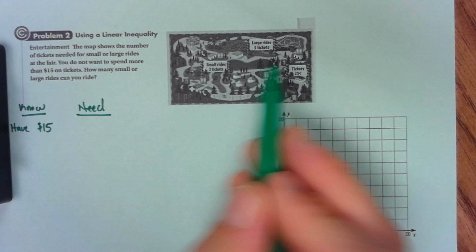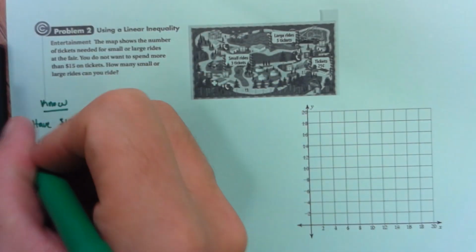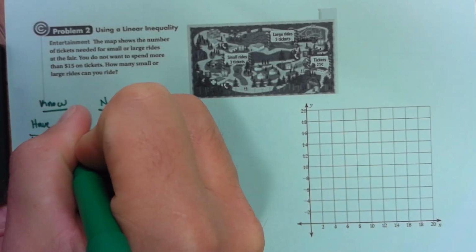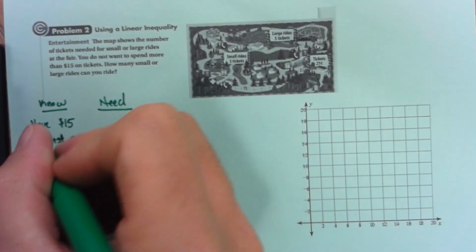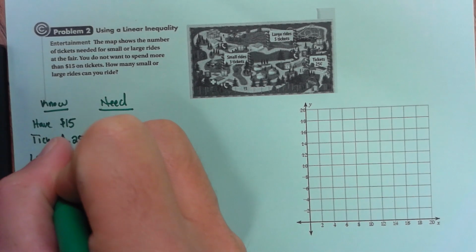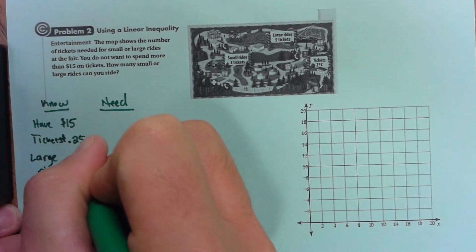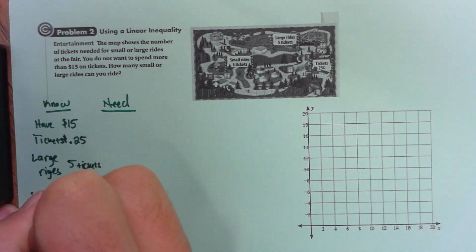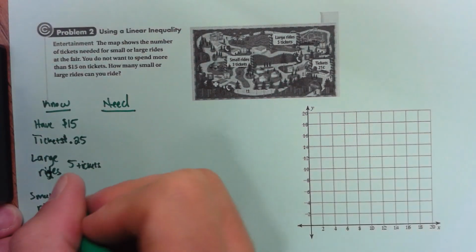Looking at the map, we get a little more information: tickets are 25 cents, so that's $0.25. Large rides cost 5 tickets, and small rides are 3 tickets.